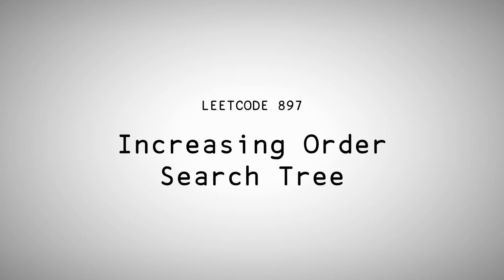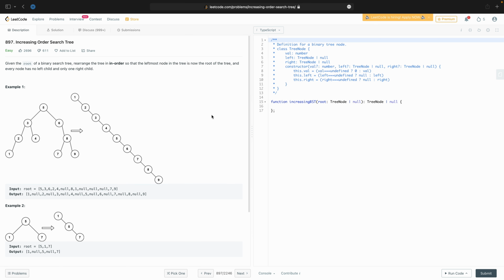Hello everyone, Aaron here. Welcome back to Leetcode, and today we are doing the increasing order search tree. So let's have a quick read and see what's going on. Given the root of a binary search tree, rearrange the tree in order so that the leftmost node in the tree is now the root of the tree, and every node has no left child and only one right child. So this tree here gets converted into that long chain, right? Basically, we are trying to convert the tree into a linked list as if it was read in an in-order traversal.